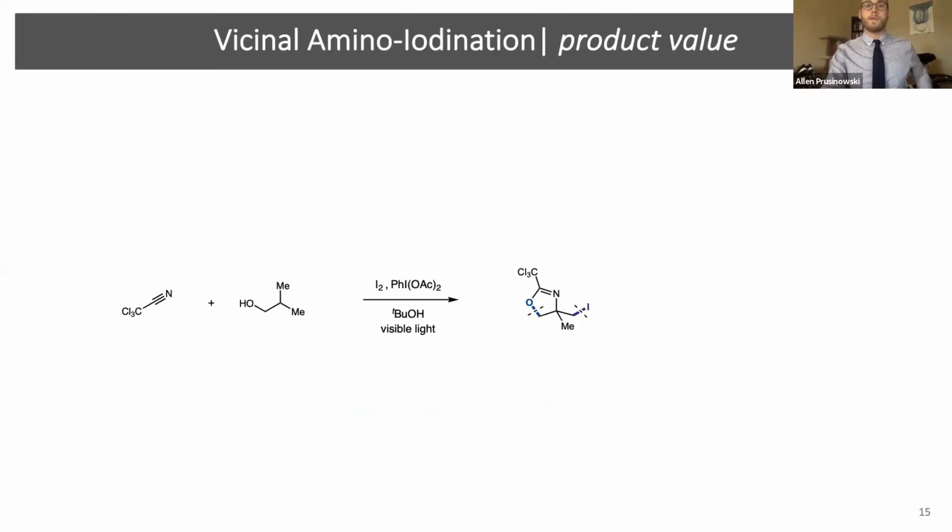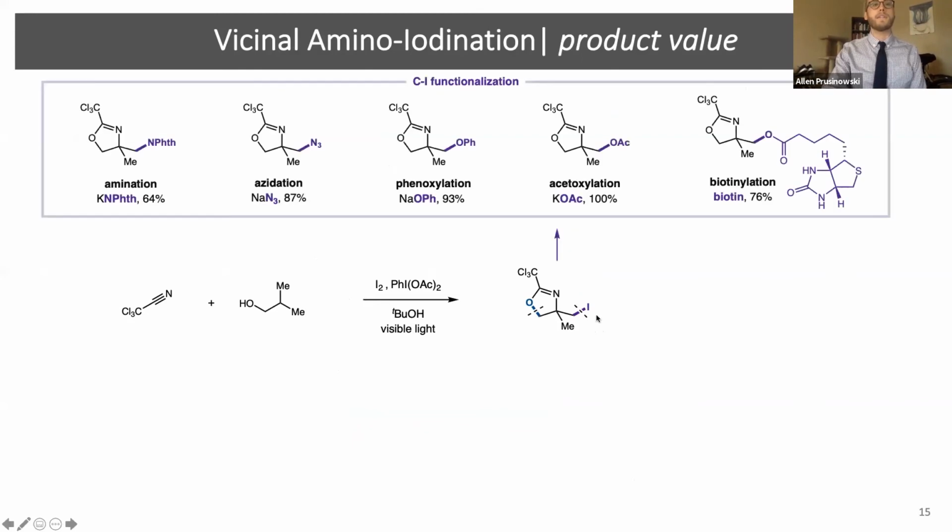So I showed you that we can use our protocol to generate these iodoxazolines, and I really want to show how versatile this product is. So we can think about it in a variety of different ways. The first is breaking the CI bond. So we can undergo nucleophilic substitution and get to a wide variety of products, including nitrogen addition, oxygen, and this biotinylation.